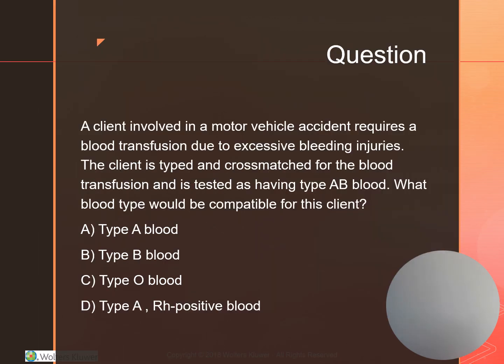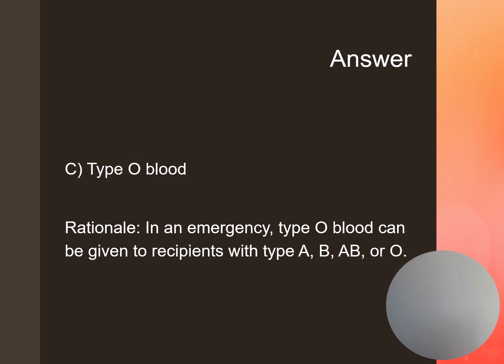A client is involved in a motor vehicle accident and requires a blood transfusion due to excessive bleeding injuries. The client is type and cross matched for the blood transfusion and is tested as having type AB blood. What type of blood would be compatible for this client? Type O blood, basically because there is no antigen. Type O can be given to everyone. So it's what we consider to be the universal donor.